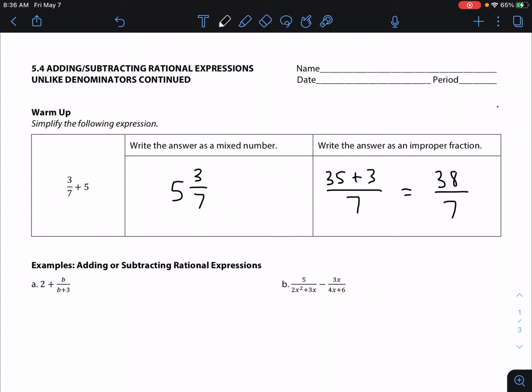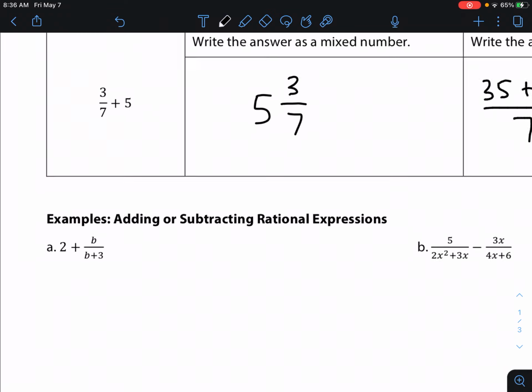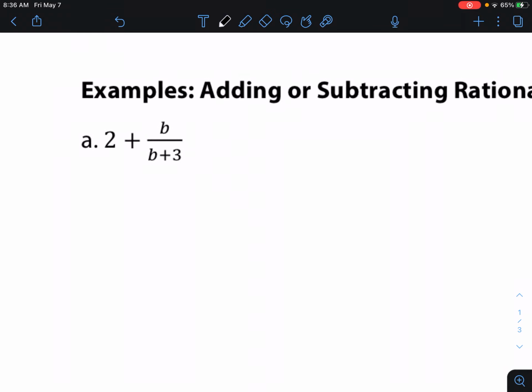Now what we technically are doing when you do that 7 times 5, we're using a common denominator of 7. And if you want to do the 5 over 1 trick and find the LCD, you'll see that it's just 7 times 5 plus 3 divided by 7. Okay, so we got something like that to start off our first example here.